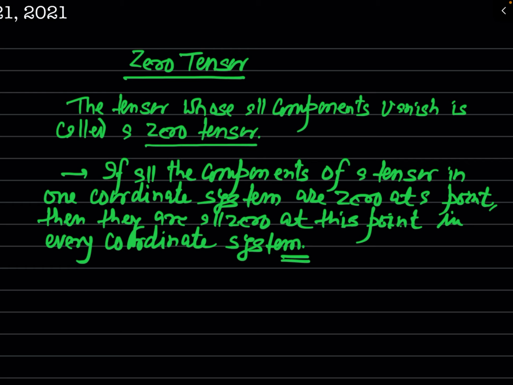So for proving this theorem, let us consider again the components of a tensor in coordinate system S, and their components we will find in another coordinate system, let us say S prime. So let A with contravariant indices P1, P2, and so on up to PR, and covariant indices Q1, Q2, and so on up to QS.